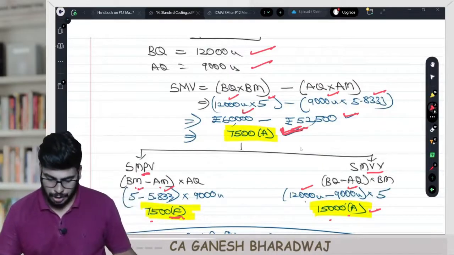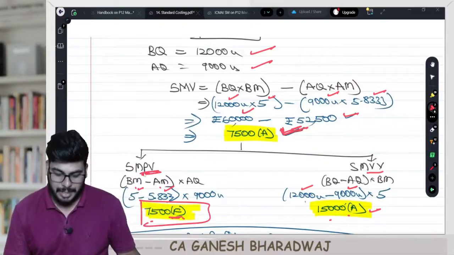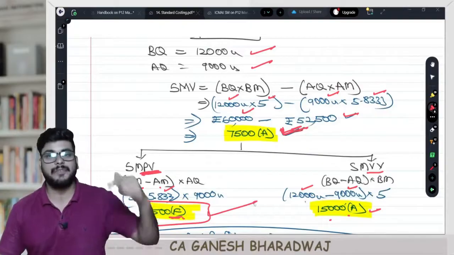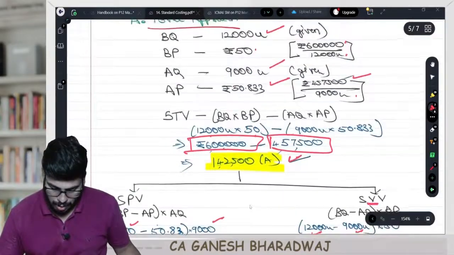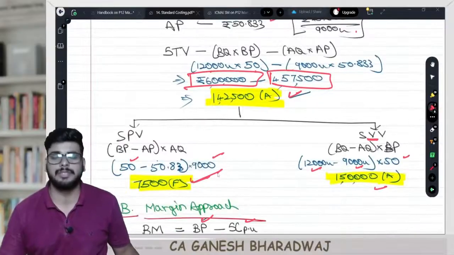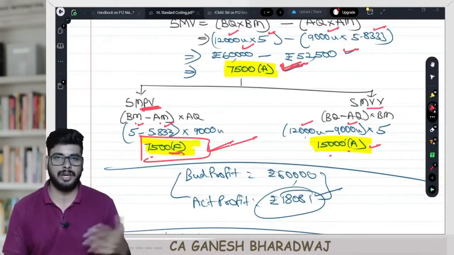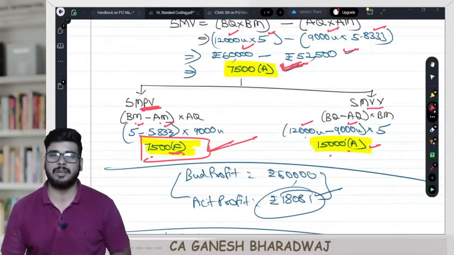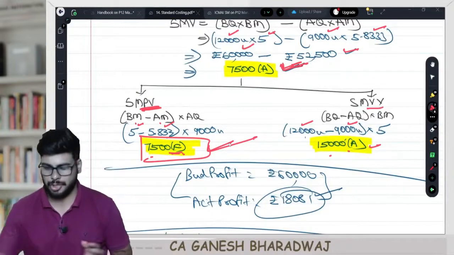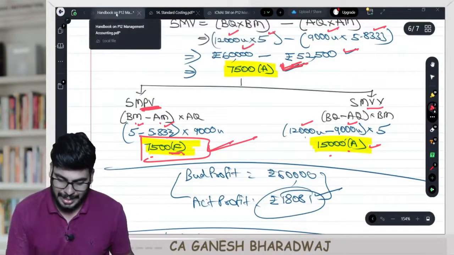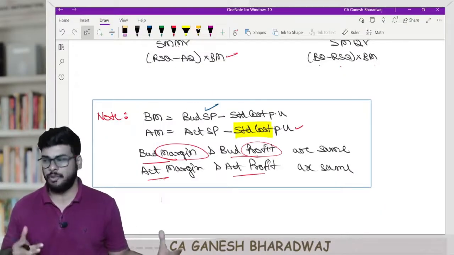And one more thing I wanted to tell you, if you note, the price variance will be the same whether you calculate it under the total approach or under the margin approach. Under the total approach, what is the sales price variance? 7,500. Here under the margin approach, how much was it? It is 7,500. Clear with this, guys? So the price variance alone will be the same whether it's computed under the total approach or under the margin approach. Clear with this, guys? Right? So that is about this entire chapter of standard costing.